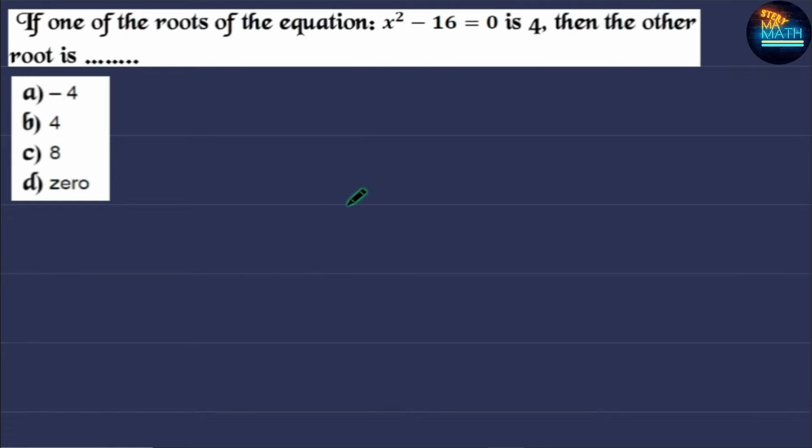If one of the roots of the equation x squared minus 16 is equal to 0 is 4, then the other root is... Here we can factor the expression on the left hand side, or move negative 16 to the other side, as long as we have just an x squared term in the equation. So moving negative 16 to the other side, we get x squared is equal to 16, and to get rid of the power 2, we can take the square root of both sides.